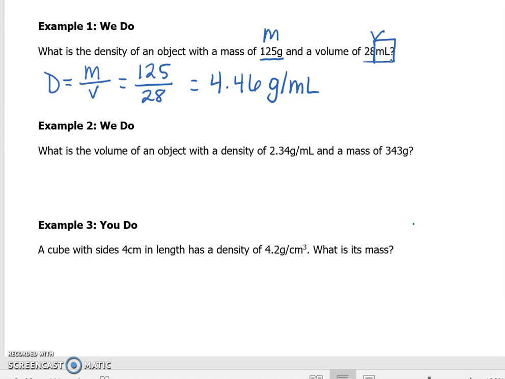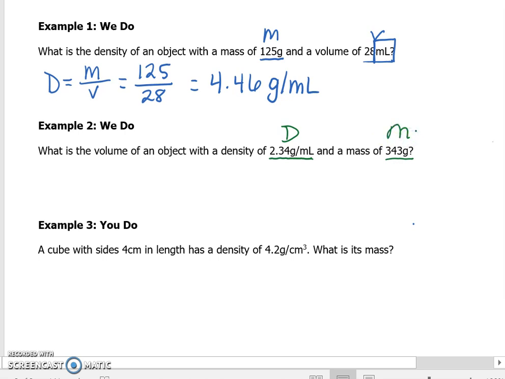All right, let's try example number 2 here. Okay, so in example number 2, it says, what is the volume of an object with a density of 2.34 grams per milliliter and a mass of 343 grams? So notice I underlined as I was reading the problem the pieces of information given to me. And here, grams per milliliter, well, that's a unit for density. And a mass of 343 grams. Grams is a unit of mass.